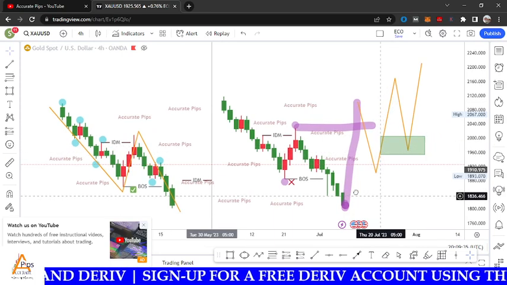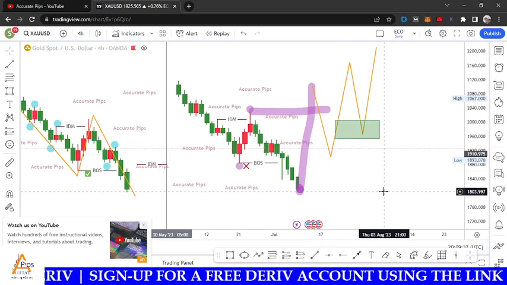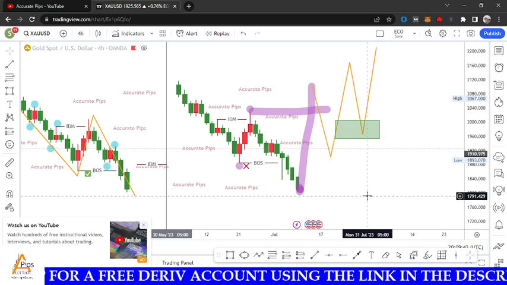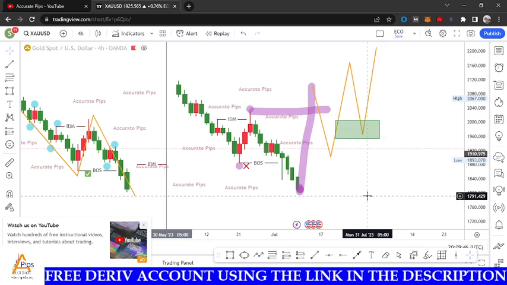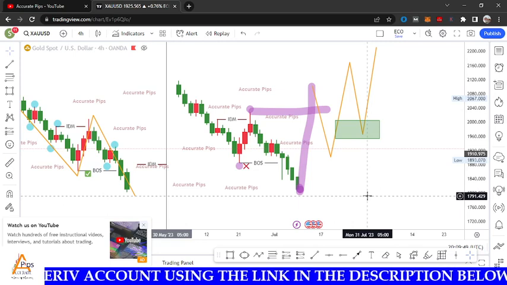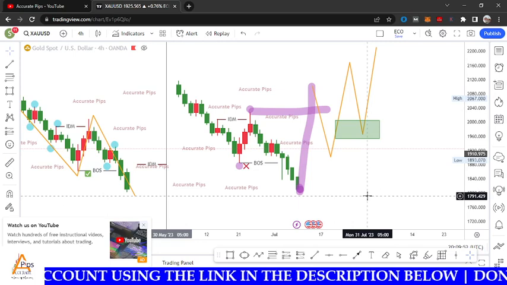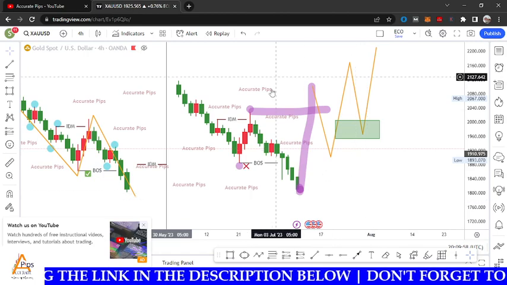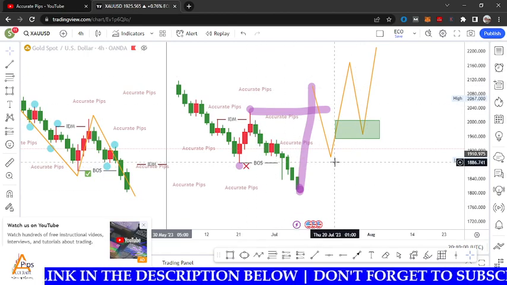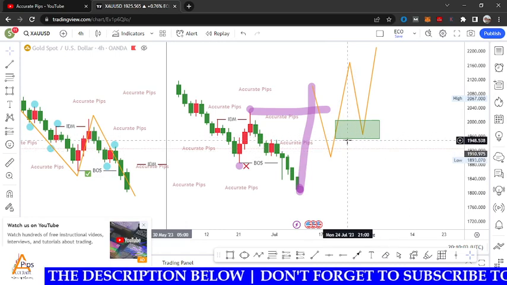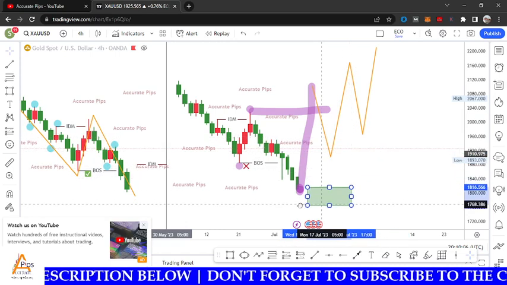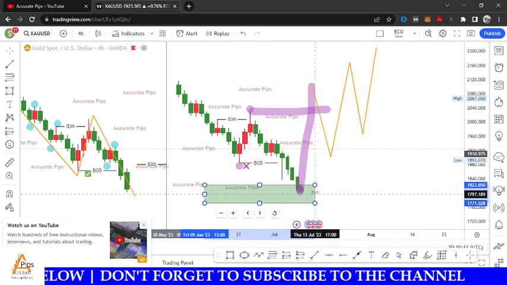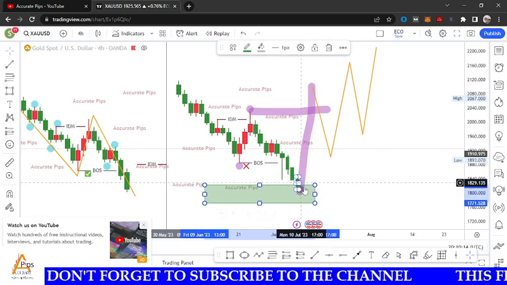The second way is when price taps into a demand or a supply zone. The first type is used when price didn't tap on a demand or supply zone. So let's say there was a demand zone over here, and price comes and taps into this demand zone.